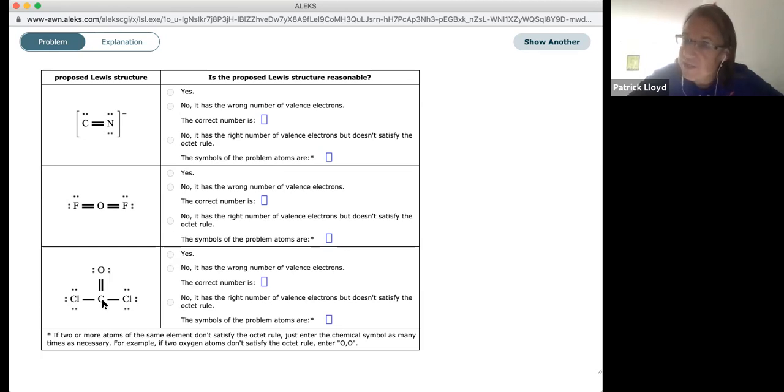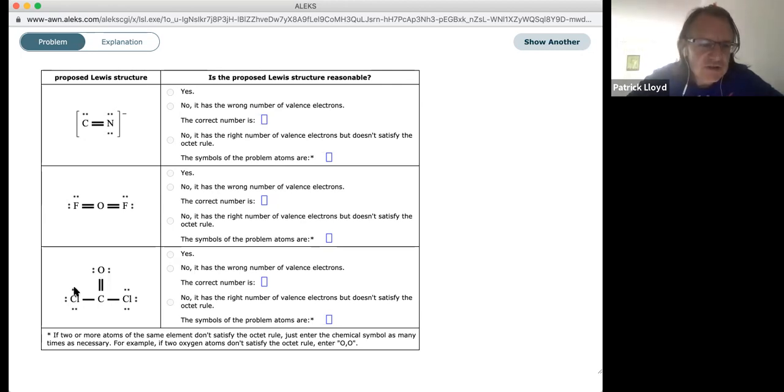Carbon, group 4A, that's 4 valence electrons. Chlorine, group 7A, that's 7 valence electrons. Oxygen, 6, right? Group 6A. So 7 plus 4 is 11, plus 7 is 18, plus 6 is 24. Just added up all those valences. So do we have 24?